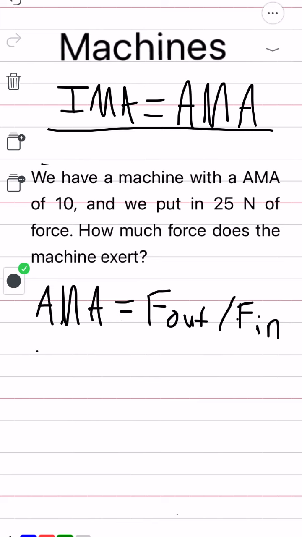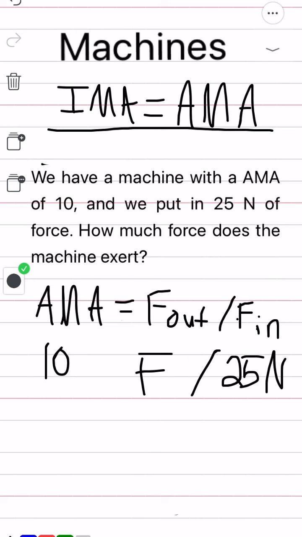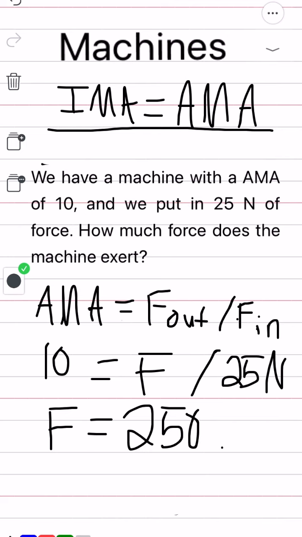So the AMA is 10, and the input force is 25 newtons. Now we just call this F, and we can multiply both sides by 25. And for this, we get 250 newtons.